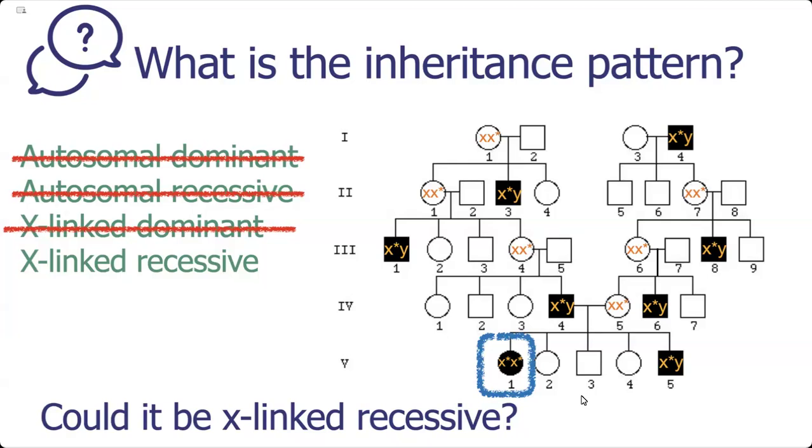And so this female, in order to be affected and it be X-linked recessive, would have to have 2 copies of the allele. And they got those alleles from both mom and dad. So dad showed the trait and mom was a carrier. So the answer to this is yes, this could absolutely be X-linked recessive.